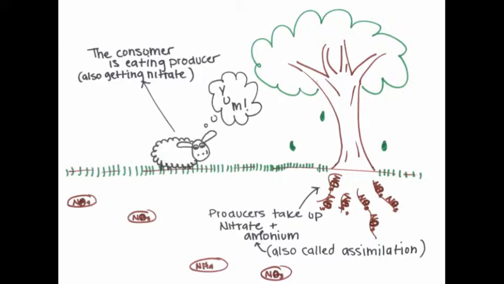The next step is assimilation. Producers then take up either the ammonium or nitrate and assimilate it into their tissues. The consumers then take in the nitrogen by eating the producers. It is important to remember though, not all of the nitrogen is transferred. Only some nitrogen gets passed on, the rest goes to waste.